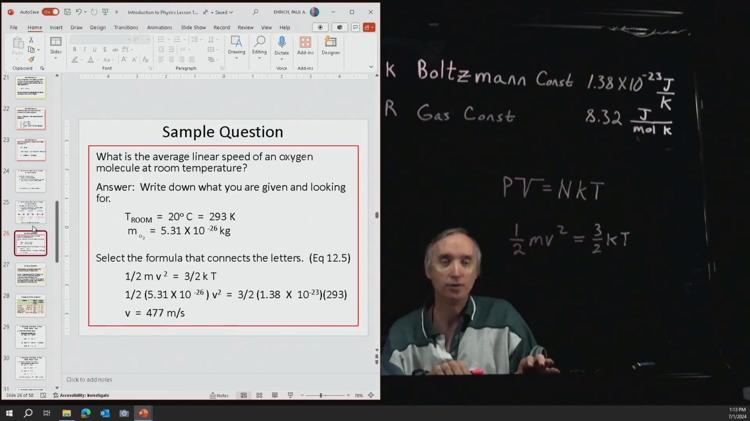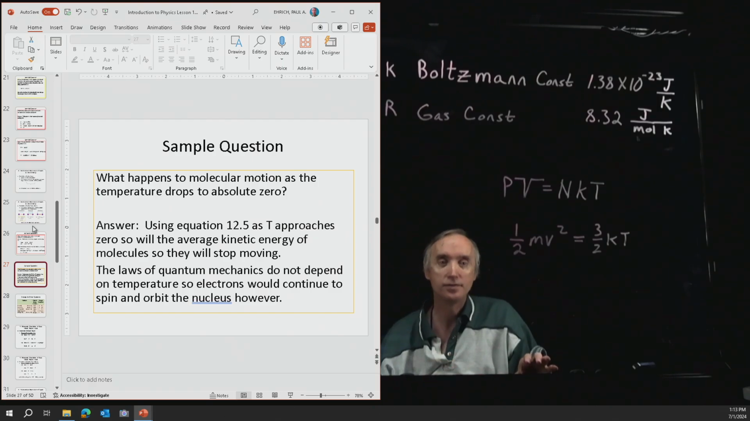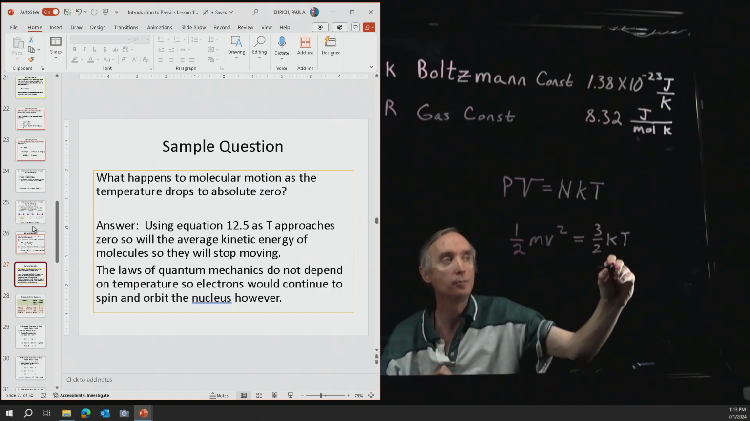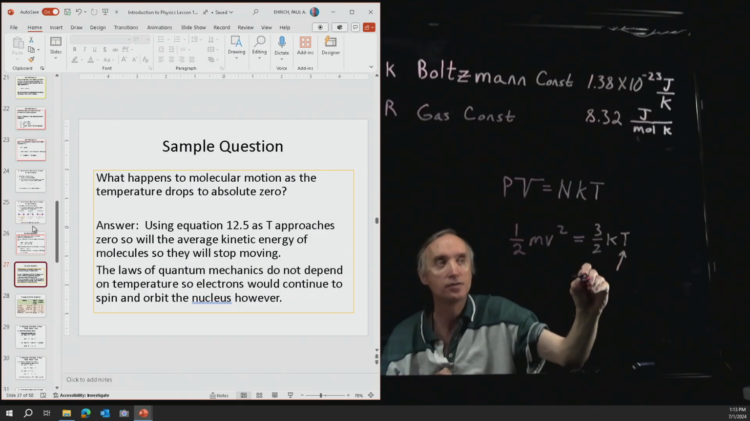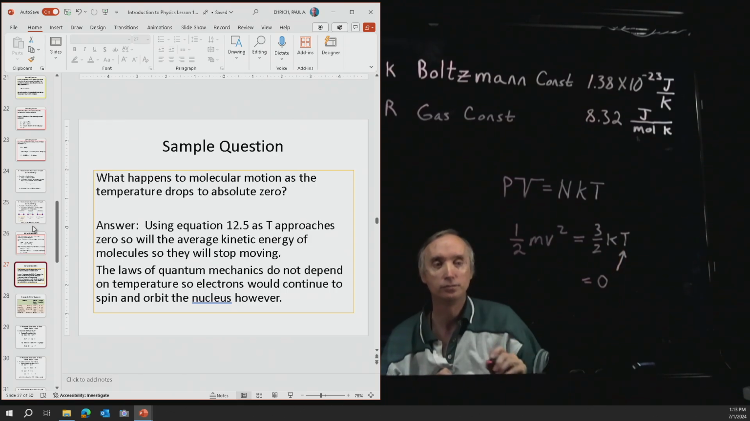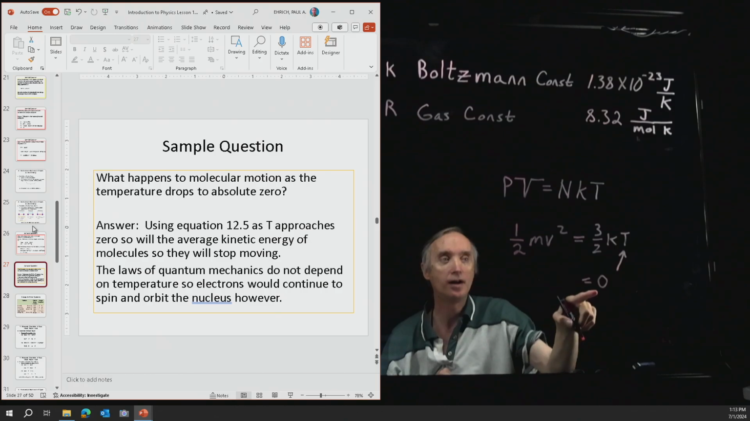Okay, let's continue on here and say what happens to the molecular motion as the temperature drops to absolute zero. Now you already know the answer to this, but now it's going to make more sense. As the temperature goes to zero, then 3/2 times 0 is 0, k times 0 is 0, so this whole thing is 0. And then if you divide it by 1/2, it's 0.